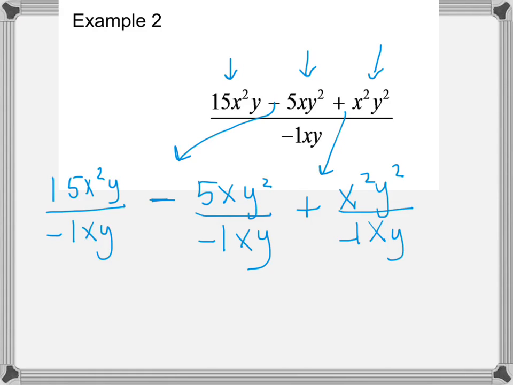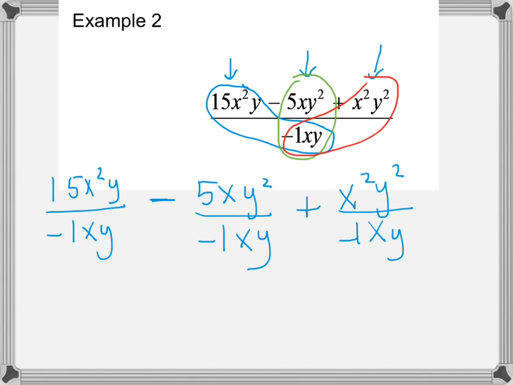Okay, so we've just made 3 separate quotients. Essentially what you're doing is you're looking at what this monomial is divided by that, and then you're subtracting it from what this is divided by that, and then you're adding that to whatever this last term is divided by the monomial. So you have 3 different quotients there. Okay, so when we do this out, 15 divided by negative 1 is negative 15. X squared divided by x to the first power is x. And y divided by y is just 1, so you don't need to write that down.